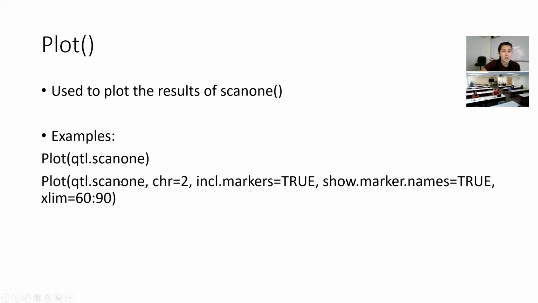So for this example, we have our scan1 object. Maybe we want to look at just chromosome 2, so only chromosome 2 will be displayed in the plot. We can also include tick marks for all of the different markers, which I've set to true. I've also set show markers.names to true, and that will allow us to actually have the marker names on the x-axis. And then I've set an x-axis limit of 60 to 90 if we just want the markers that are located between 60 centimorgans on chromosome 2 and 90 centimorgans on chromosome 2. This would be an instance if we wanted a zoomed in view of a specific QTL.